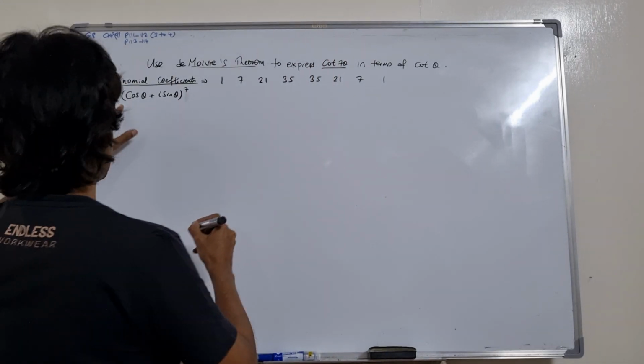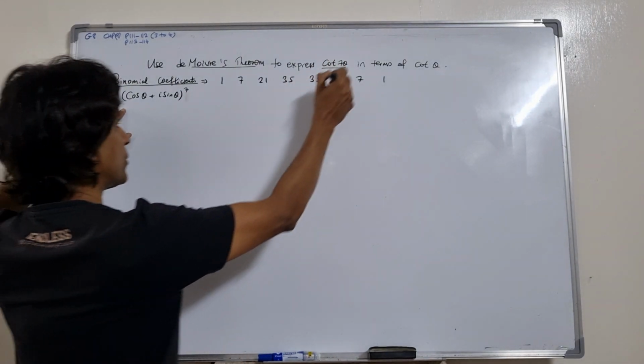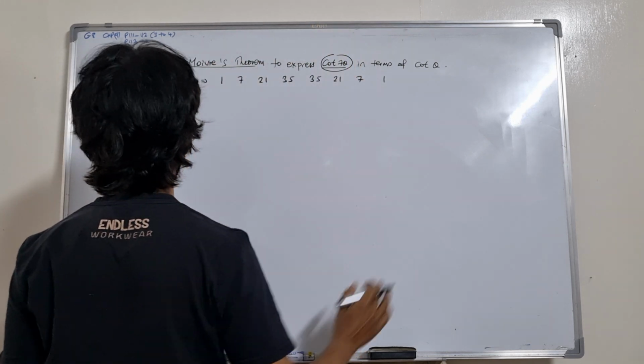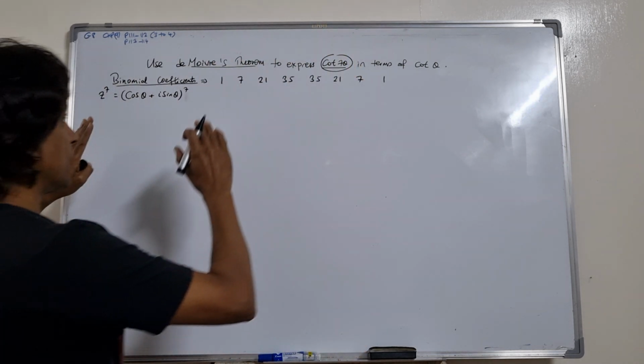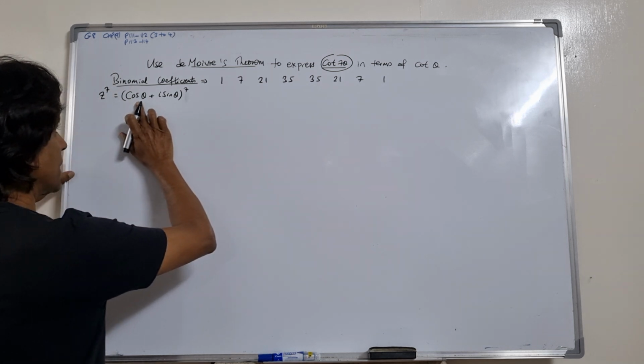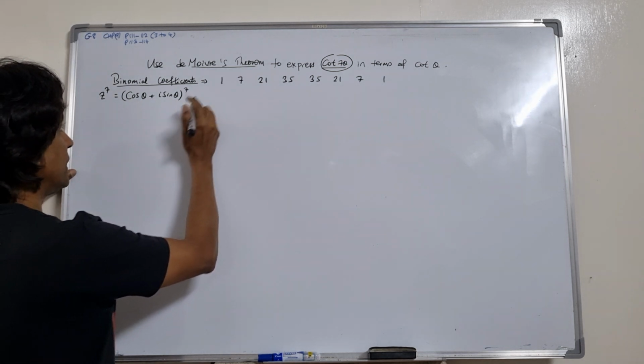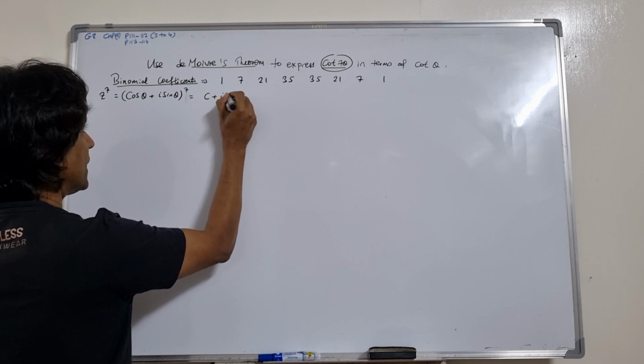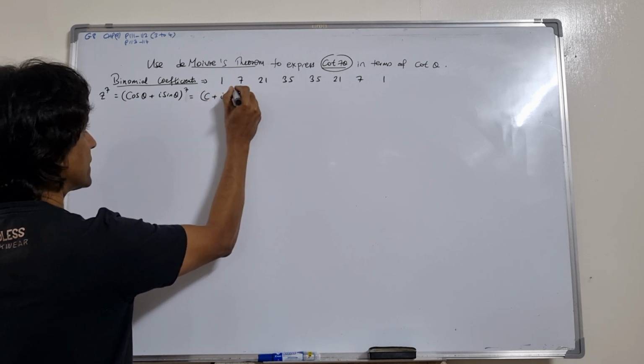Okay, so can we rewrite this? Because I want to expand cos 7 theta, I can't do this straight away. So I'm going to start off with cos theta plus i sin theta to the power 7, which can be rewritten as (C + iS) to the power 7, with C and S for short.